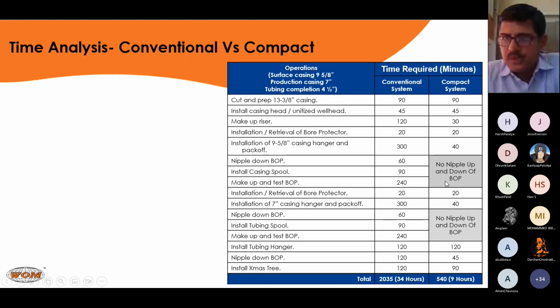Here there is no nippling down and nippling up of the BOP, which is straightforward going to save me this much time. For the installation of the hangers, the 9 5/8 hanger and the pack-off assembly in the previous system, it was taking around 300 minutes, or around 5 hours of time. In my case, it is taking only 40 minutes, or even in some cases less than that.